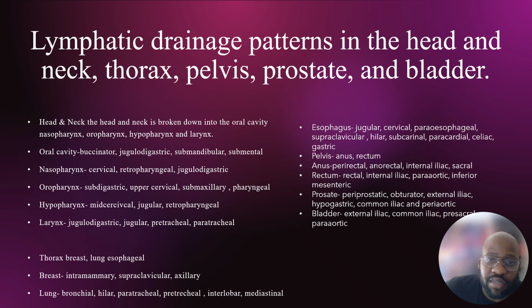The pelvis is broken down for most people into the anus, the rectum, the bladder, for men the prostate. So the anus is the pararectal, anorectal, internal iliac, sacral. The rectum is the rectal, internal iliac, para-aortic, inferior mesenteric. Prostate is the obturator node, external iliac, paraprostatic, hypogastric, common iliac, and para-aortic. Just a lot of science words that I'm just horrible at. I know where they're at, but I'm just horrible at them. For the bladder, it's the external iliac, common iliac, and presacral and para-aortic.